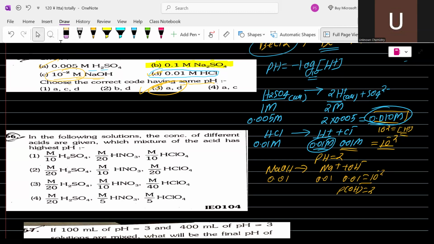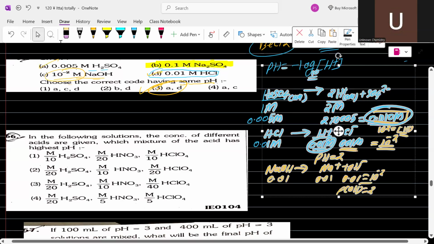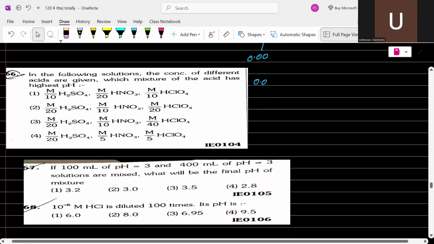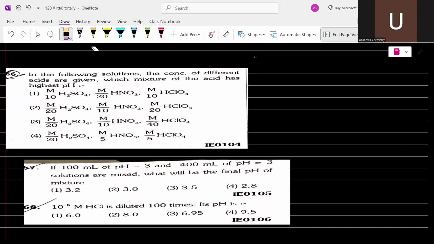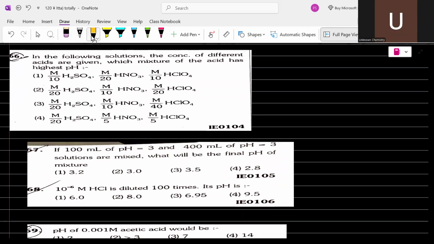Right, students, so hope you have understood this. Now let's discuss the next question. Next question here. Please understand question number 66.